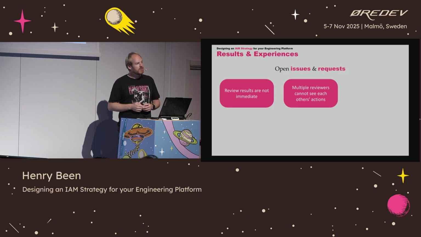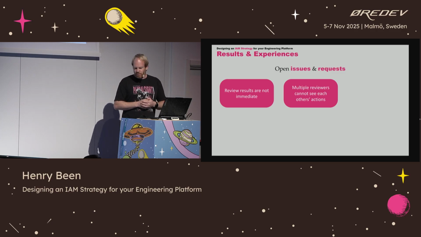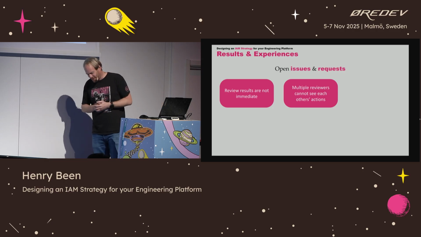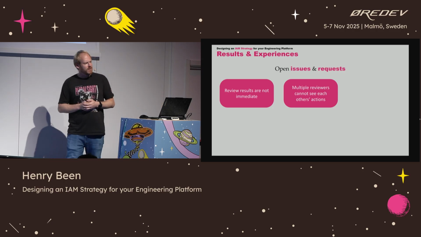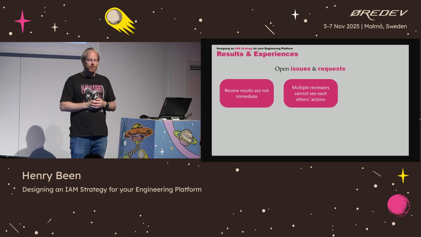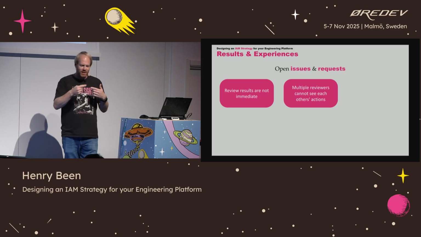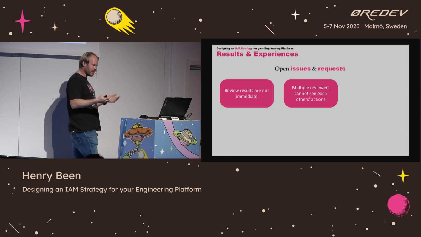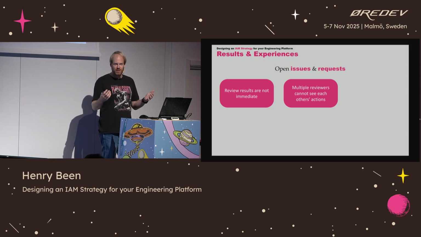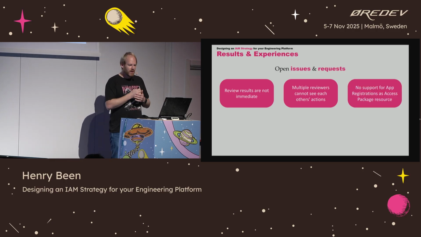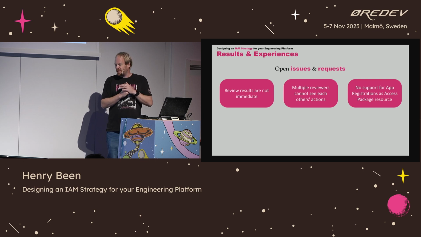Multiple reviewers cannot see each other's actions. So we have 2 reviewers on everything because of holiday or sickness or whatever. And the problem here is that one of those is very thorough, and he spent 40 minutes searching for an access request that was already approved by the other person. So some kind of synchronous communication or whatever is required there, because you cannot see each other's actions in the portal. This is a bit of a pain in the backside.